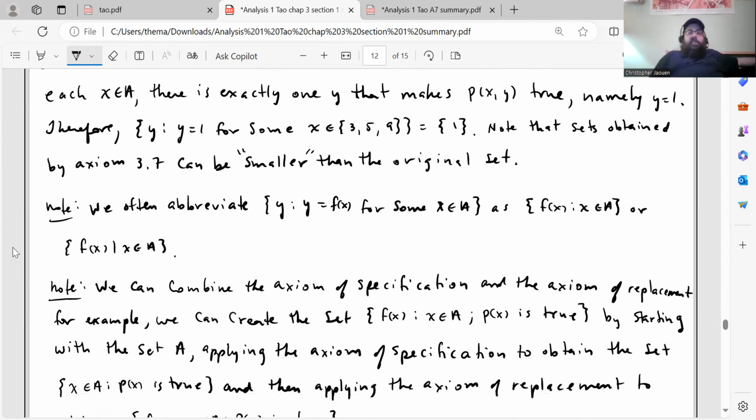Okay, so oftentimes we abbreviate that set, the set of all Y such that Y equals f of X for some X in A, as the set of all f of X such that X is in A, or sometimes instead of the colon, we use the vertical line.